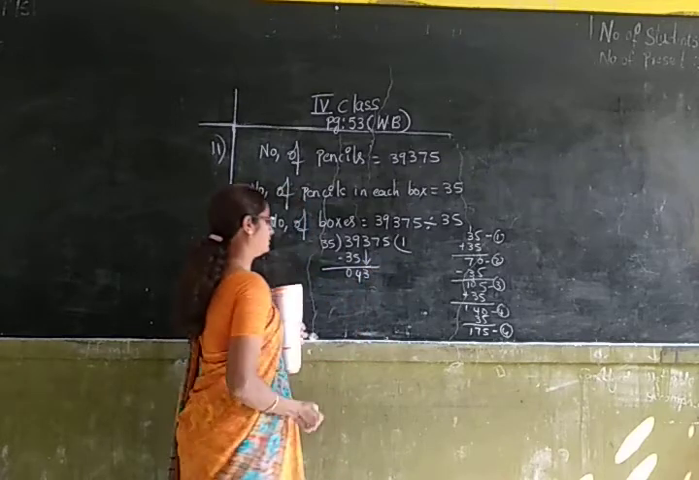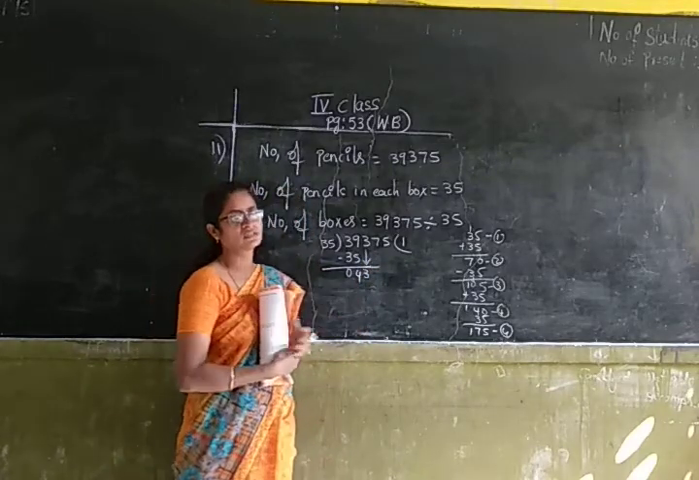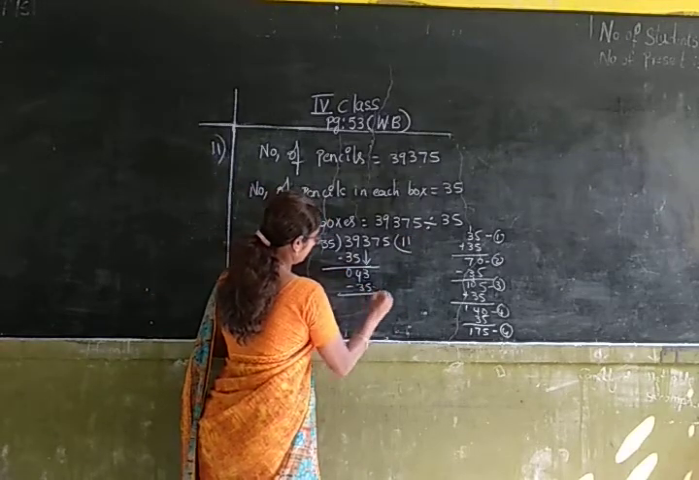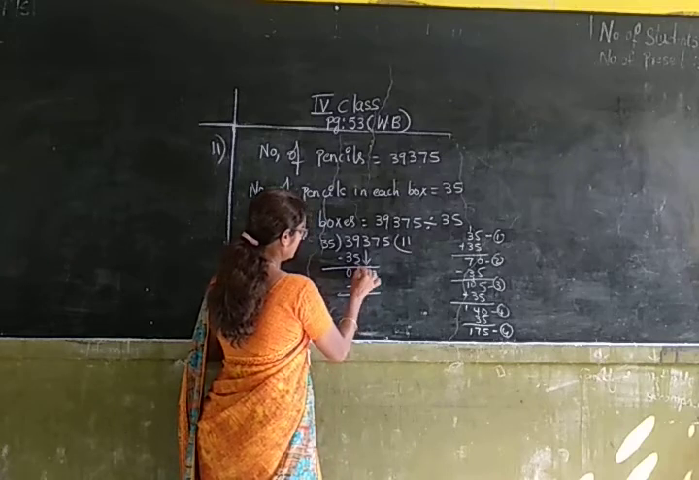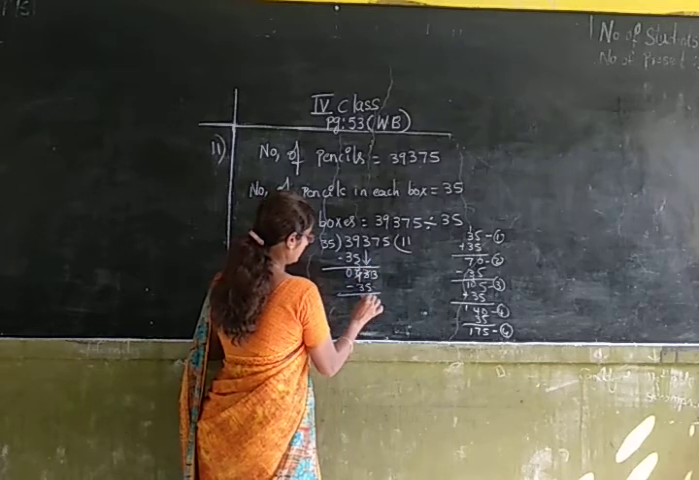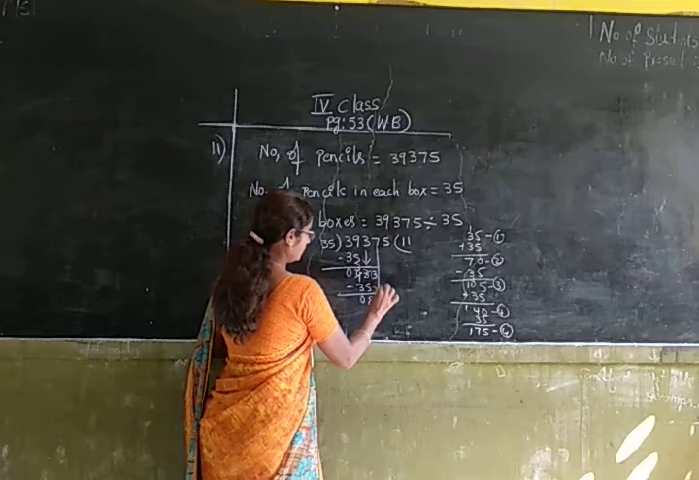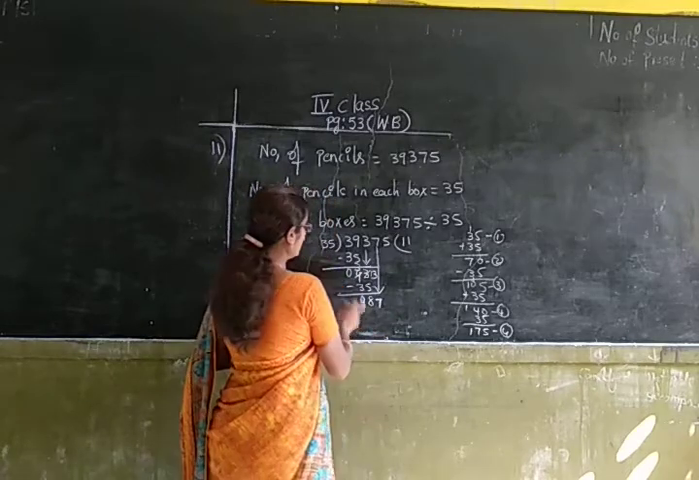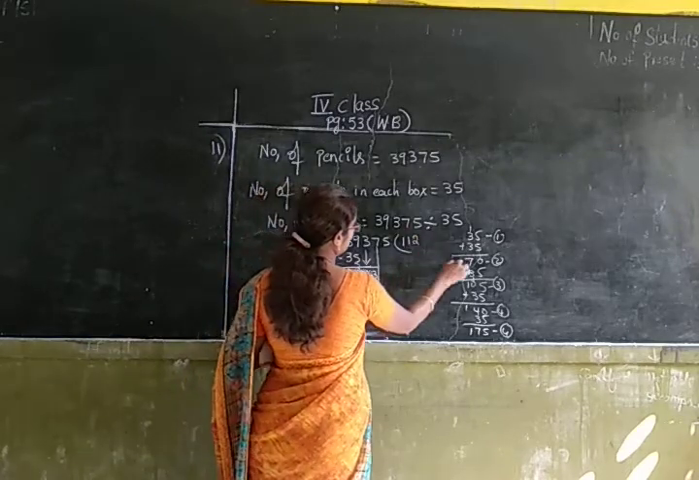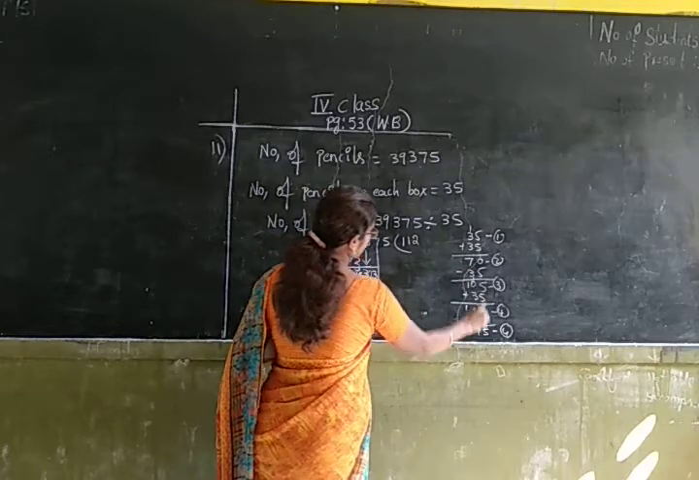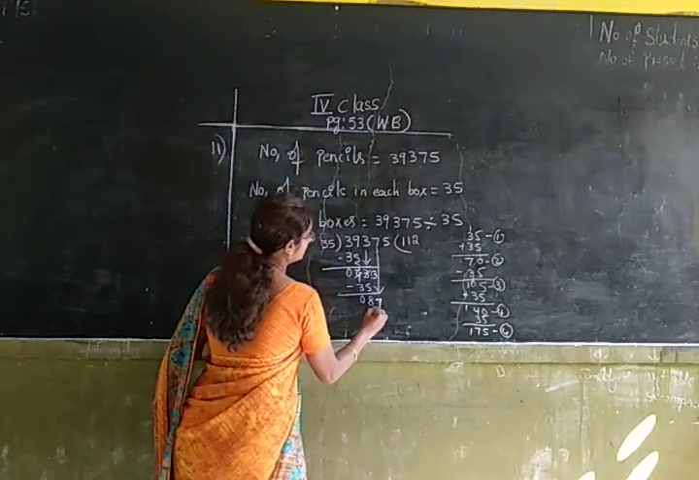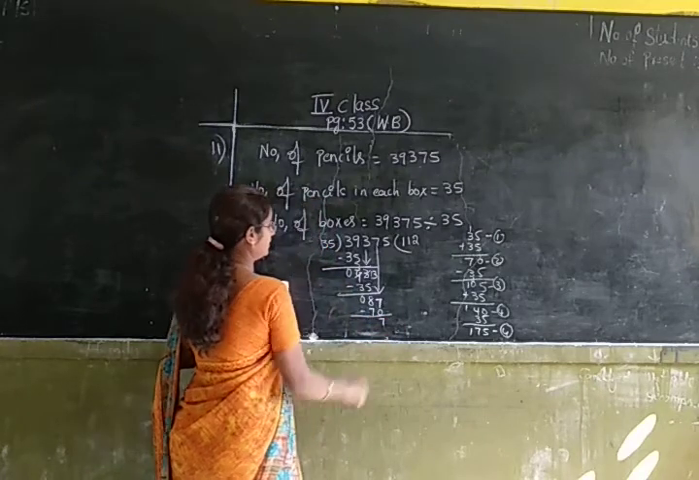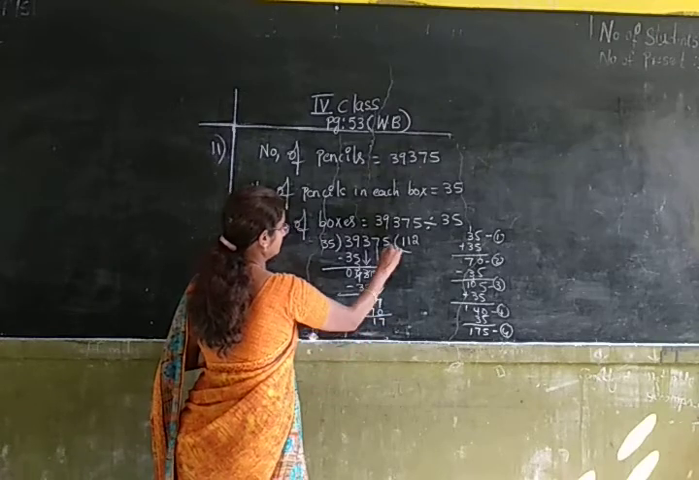Bring down 3. So how many times 35 goes in 43? One time. So 35 ones are 35. 13 minus 5 is 8. 3 minus 3 is 0. Bring down 7. So how many times 35 goes in 87? 2 times. If you take 3 times, it will be bigger. So you have to take 2 times. That is 70. 7 minus 0 is 7. 8 minus 7 is 1.